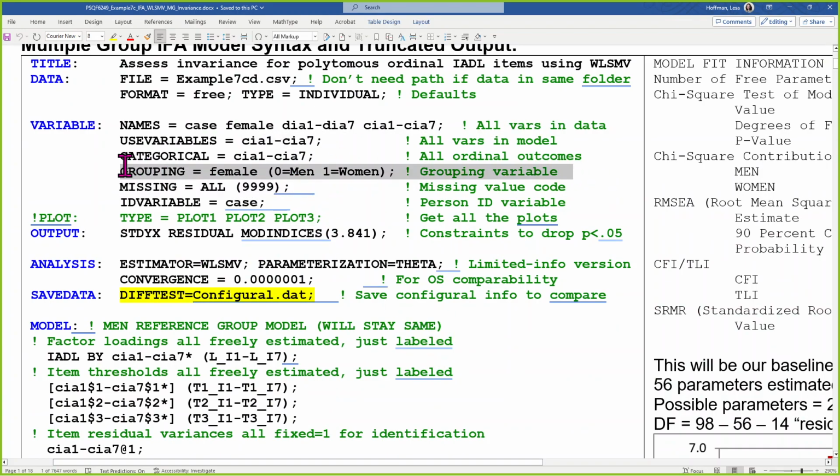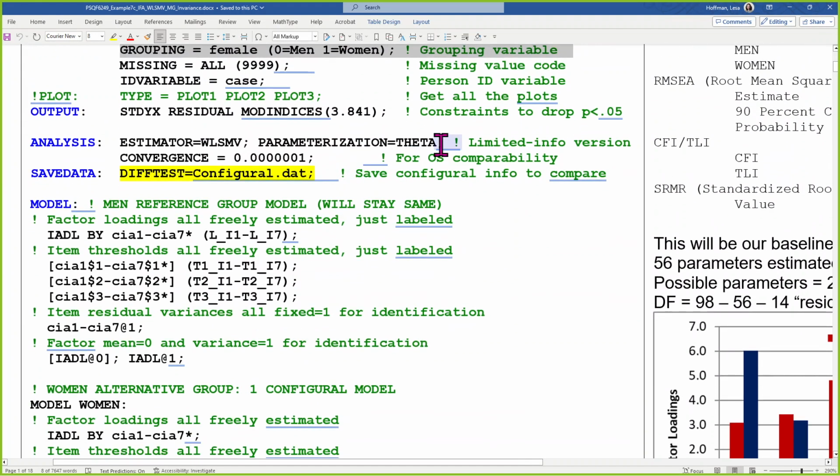I have grouping equals, and the variable in the data set is called female, so in this example, men are going to be the reference instead of women. I am using WLSMV with the theta parameterization, so this corresponds to a probit link. And the first thing I have to do is save the information from the configural invariance model so that it can be read into the next model.